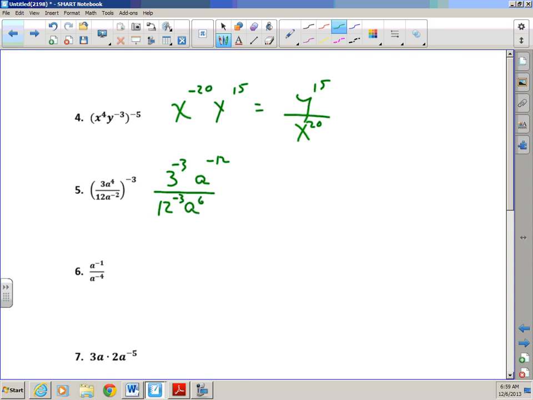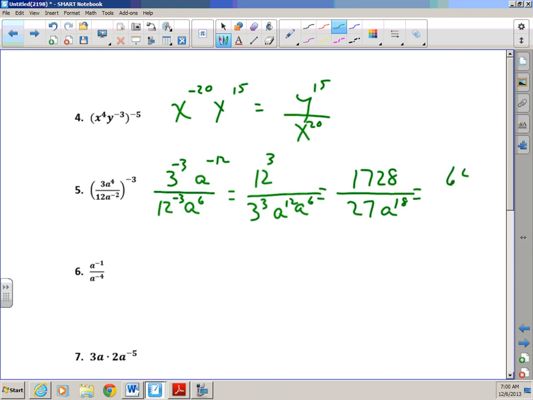Then I can move whoever has a negative exponent. So 3 to the negative 3rd has to go down here. 8 to the negative 12th goes there. 12 to the negative 3rd goes up there. 8 to the 6th stays where it is. I'm going to evaluate this and simplify. Okay? That's one way to do it.